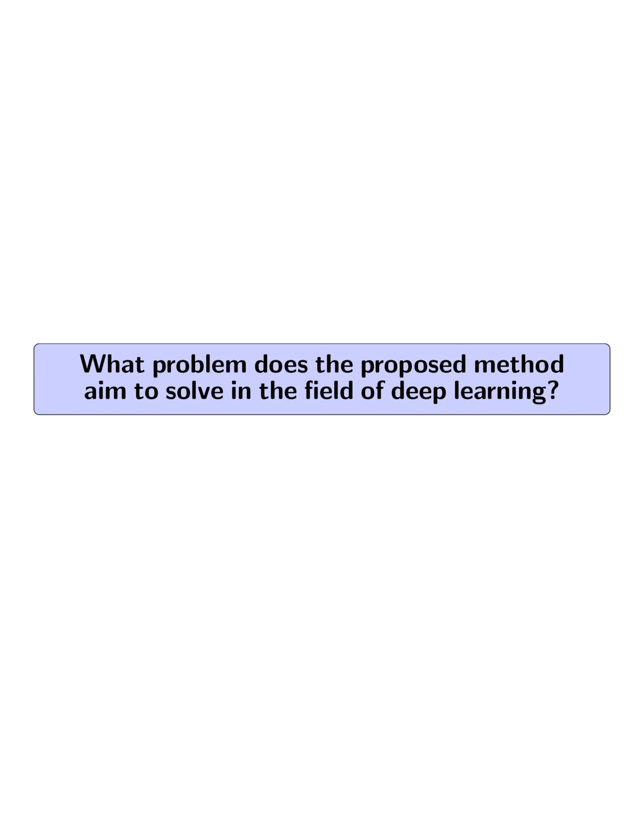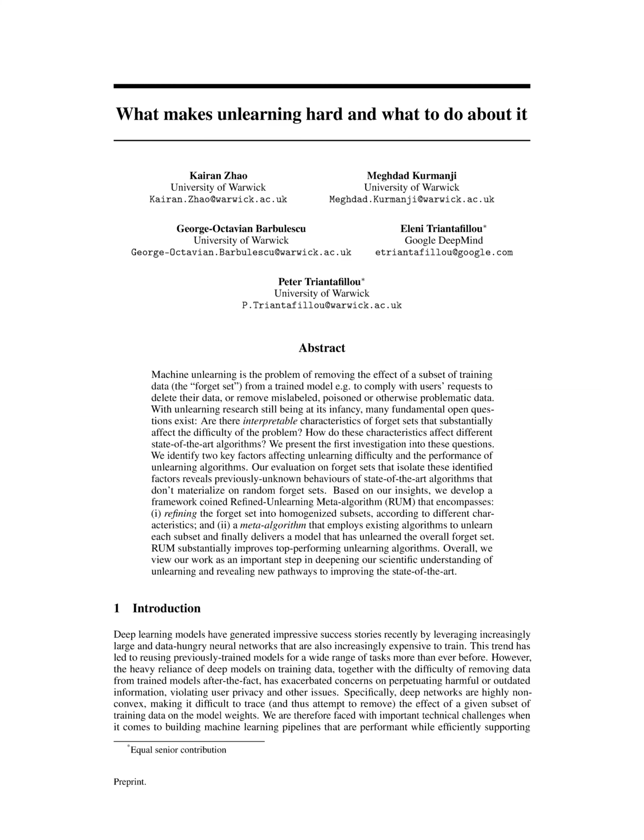What problem does the proposed method aim to solve in the field of deep learning? The proposed method aims to solve the problem of unlearning in the field of deep learning. Specifically, it addresses the challenge of efficiently removing specific training data, referred to as the forget set, from a trained model to address concerns such as perpetuating harmful or outdated information, violating user privacy, and other issues.